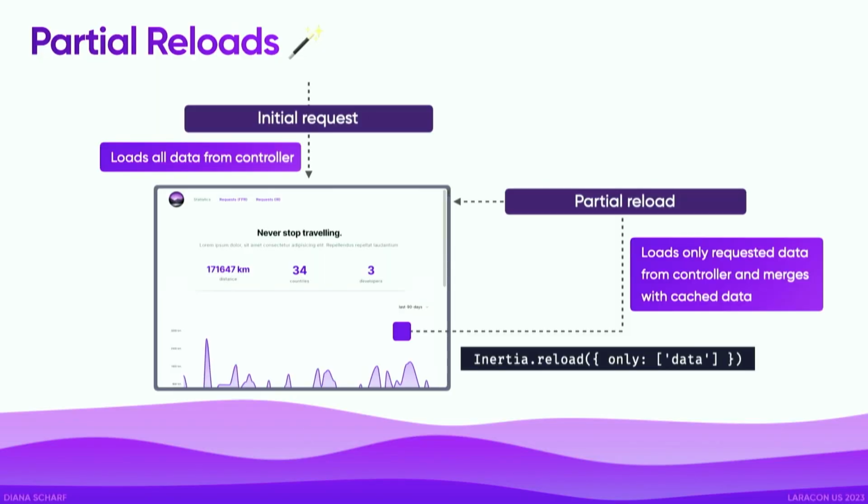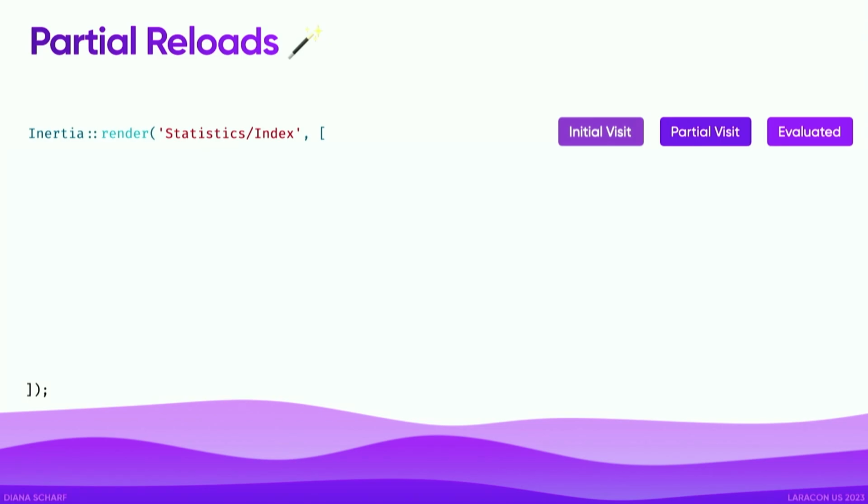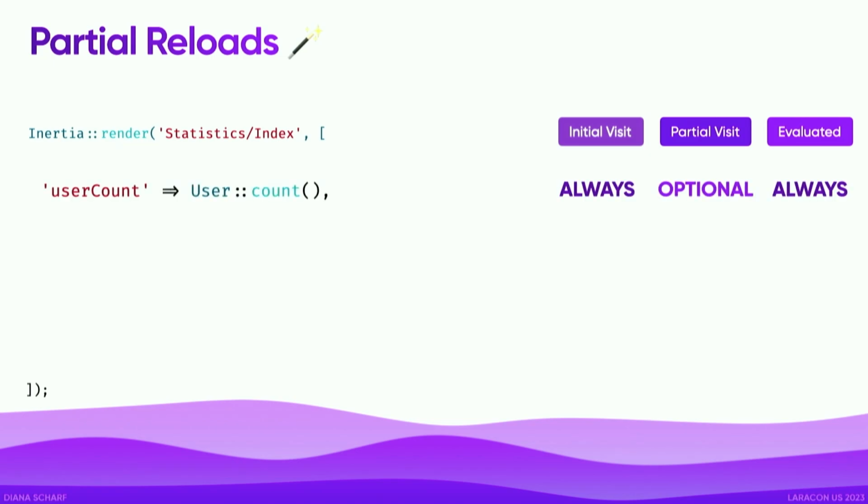It's pretty cool. How a partial reload behaves in detail depends on how you define it in the controller. This is a theory part. We get to the practical part just in a minute. There are three ways to do so. First up, simple, just key and function. This data will get passed on initial visit always, every time. It's optional for a partial visit, so only if you request it. But it will always be evaluated, even if you don't request it.